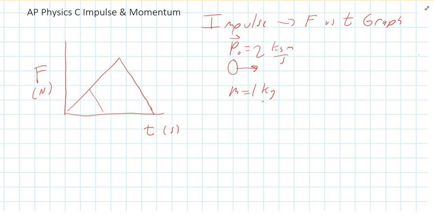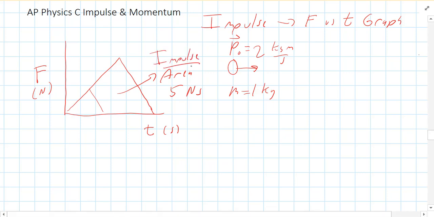And let's say that you find the area of this graph and it's 5. What would the area be unit wise? Well, you're taking newtons times seconds. Well, that's impulse. So it turns out if you have a force time graph, area is impulse. So if I strike the ball with this much force over that much time, such that the area is 5 newton seconds, what's the final momentum of the ball?